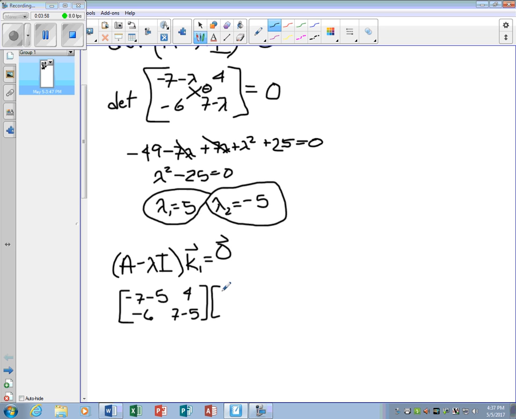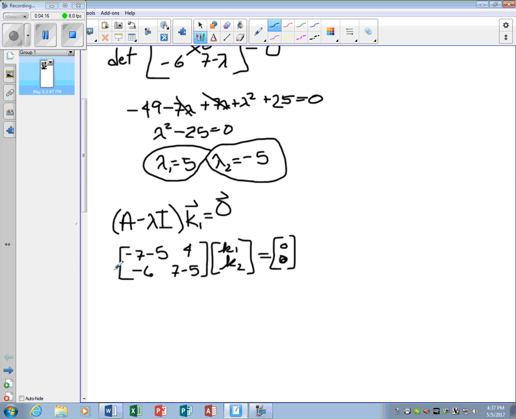That's times little k1, k2 equals zeros. So from here, solve it out. It's negative 12, 4 is the same, negative 6 is the same. This right here, got 2. Little k1, little k2 equals our zeros.